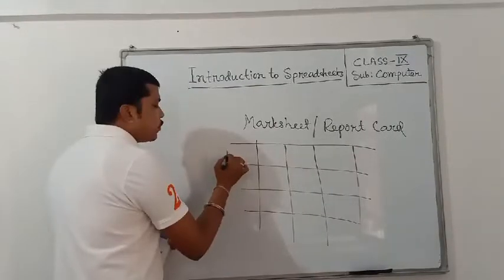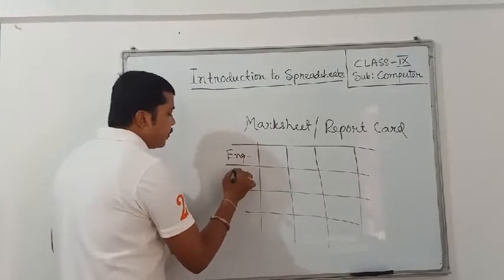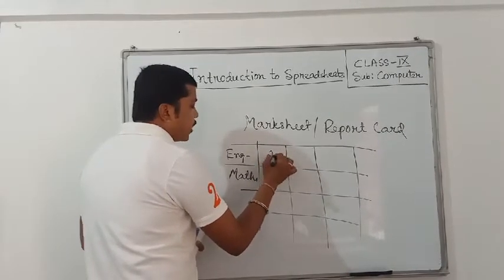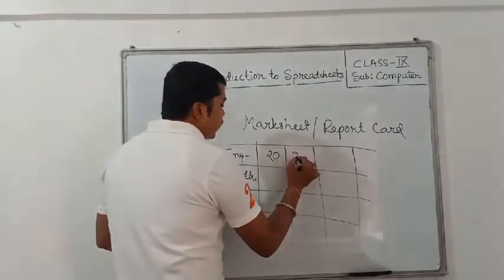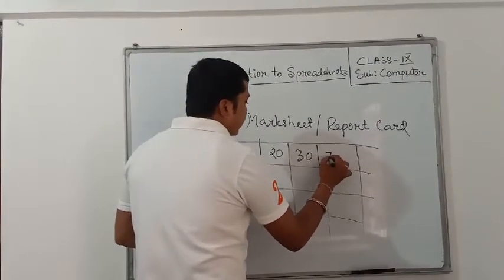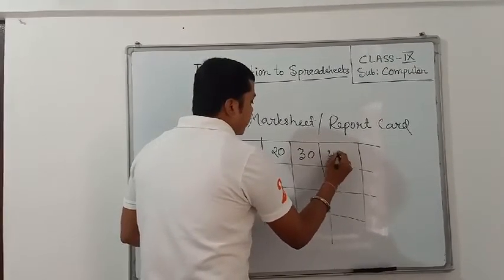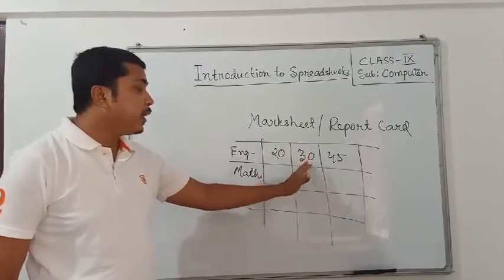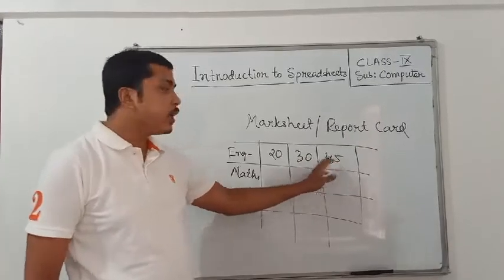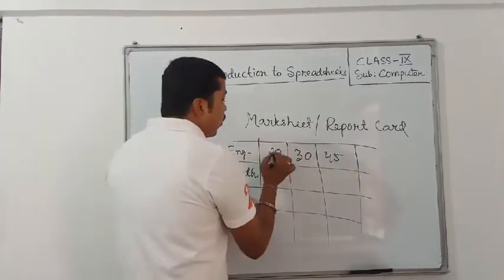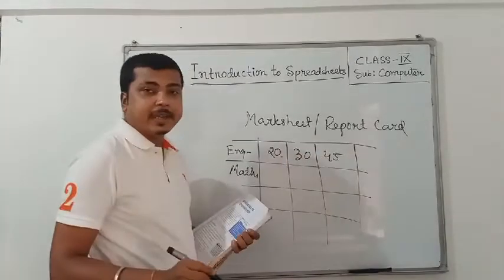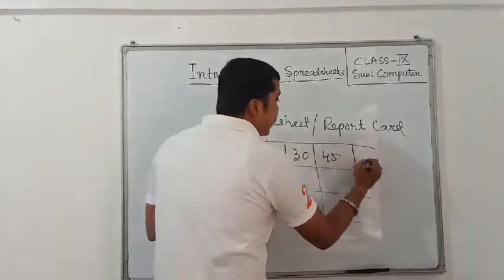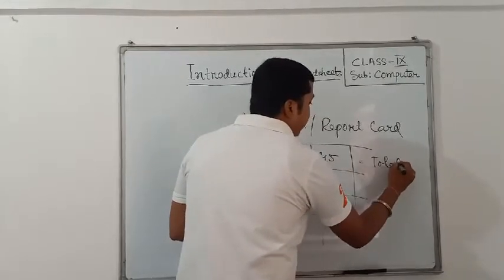In the first column, suppose here English, second maths, first term, first unit test, someone has got 20, then you can say 30, then you can say 45. Now these are all the data, all the information that we have in our report card. All these numbers are added manually. The teachers manually add these numbers and give a certain total here.